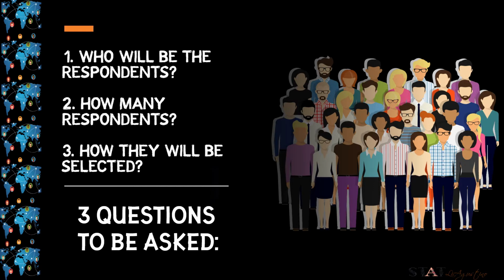There are three questions to be answered by a researcher in a sampling procedure. You can see this when you do your research, be it social or experimental. Who will be the respondents, or what are the sampling units? How many respondents, for social researches? And how will they be selected? Those are the three questions that should be answered in your sampling procedure: who, how many, and how they will be selected.